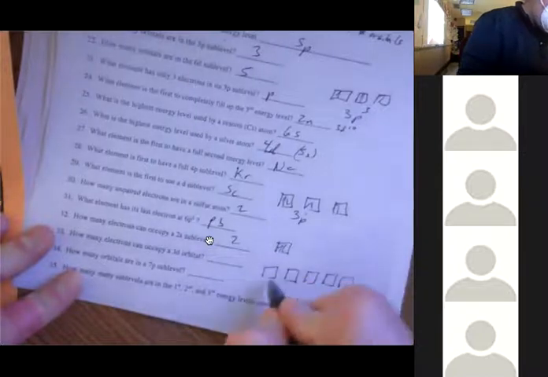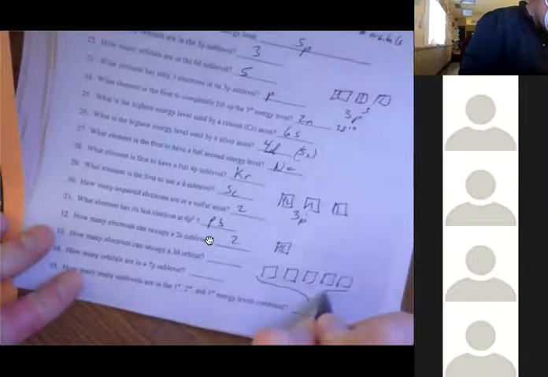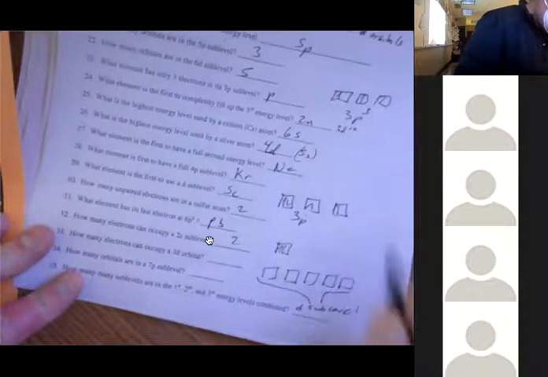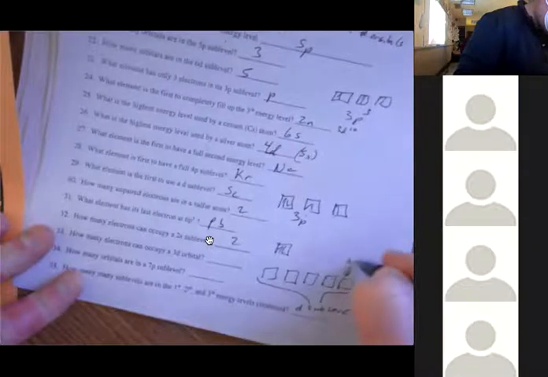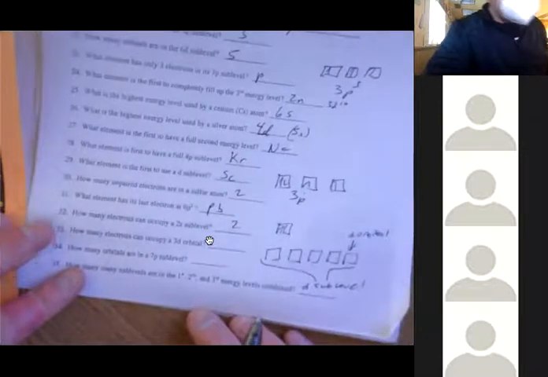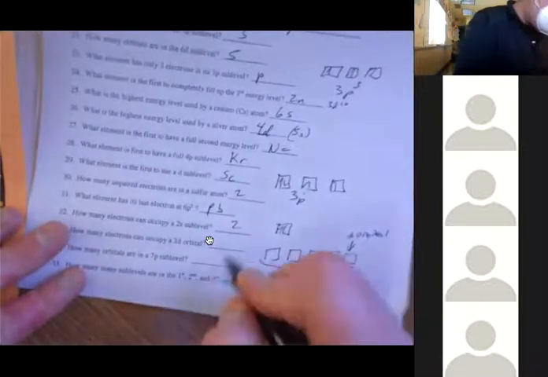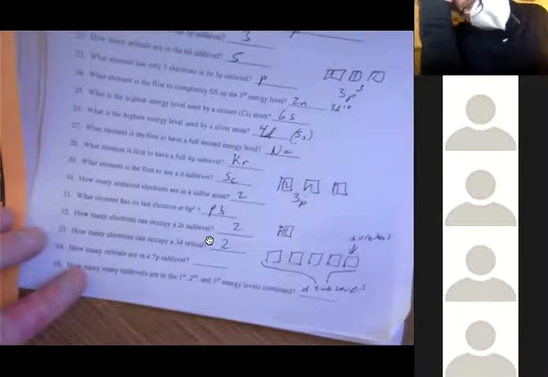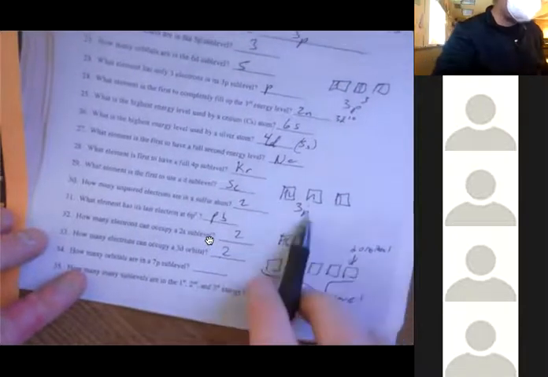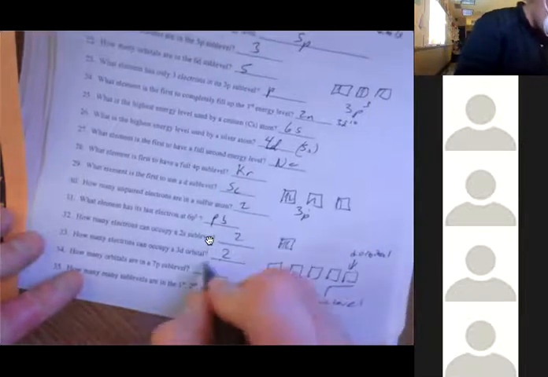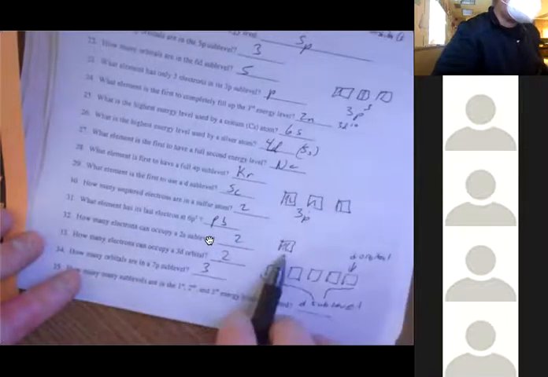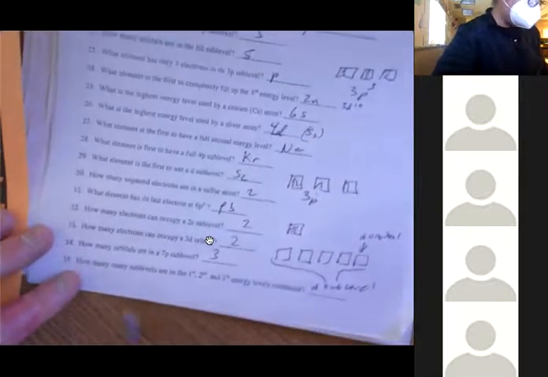This is a d sublevel. This is a d orbital. Only one of those boxes is an orbital. So again, each orbital can only hold 2 at max. How many orbitals are in the 7p? Well, just like the 3p, there are 3 at 7p. The 7 just tells you that those orbitals are further from the nucleus.